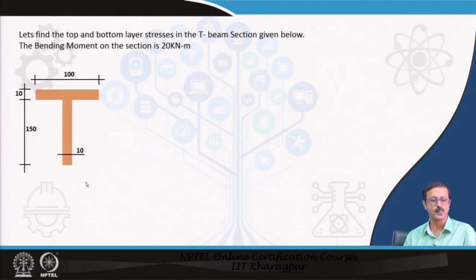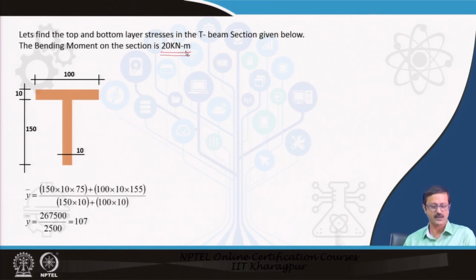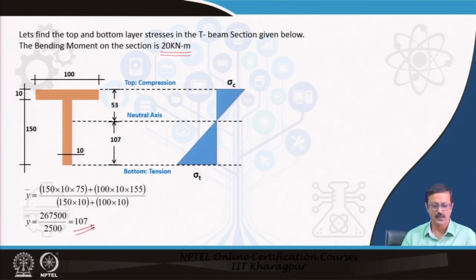So, this is the bending moment. This particular T section has to encounter a bending moment of 20 Newton per meter. So, you have to find out what the bending stresses are at the top and bottom. So, I first find out that the CG will be at 107 from the bottom. So, as it is 107 from the bottom, the top fiber is 53 from the neutral axis.